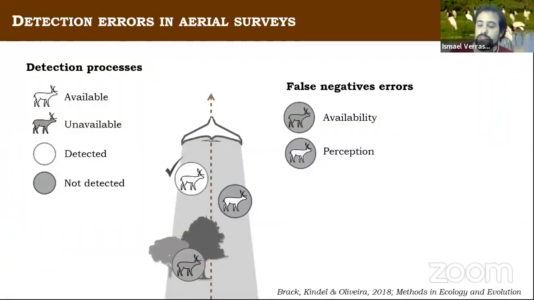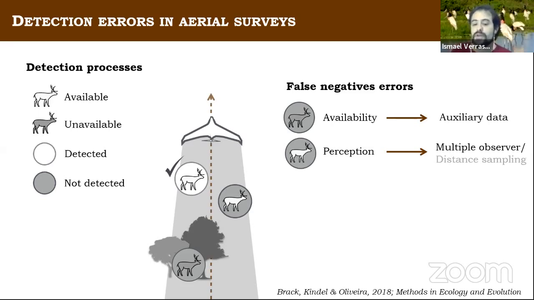In aerial surveys, we usually have two detection errors that result from two different processes. The first error is the availability error, resulting from individuals being hidden below vegetation and not available for detection, or in the case of marine surveys, submerged individuals. And the second error: given that the individual is available for detection, the observer can fail to detect it, and this is the perception error.